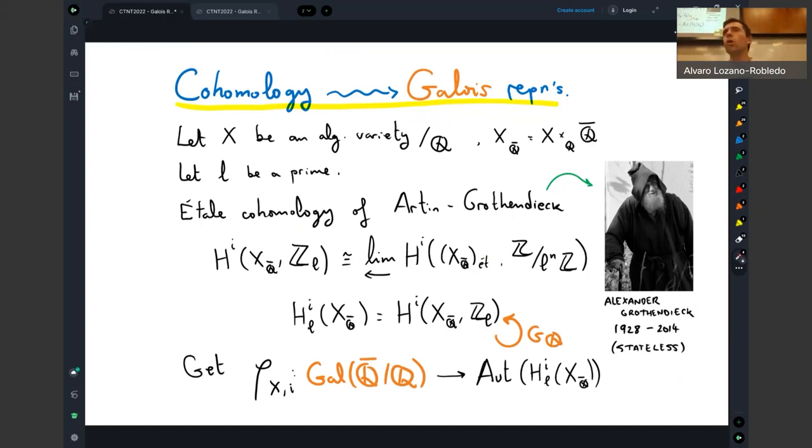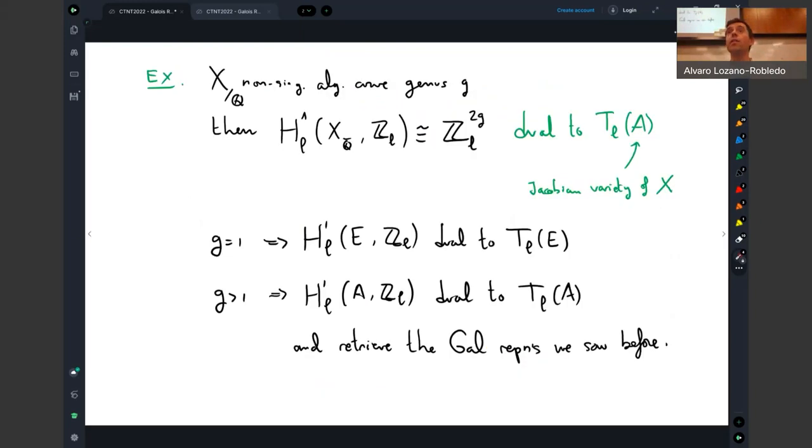Okay, great. So cohomology is a huge black box, but there are a lot of Galois representations coming from there. It turns out that they capture every other example we've seen so far. If you have an algebraic curve of genus g, the first cohomology group is isomorphic to (Z_l)^(2g). And this Galois representation that you get on just the first cohomology group is dual to the Tate module of the Jacobian of that algebraic curve.